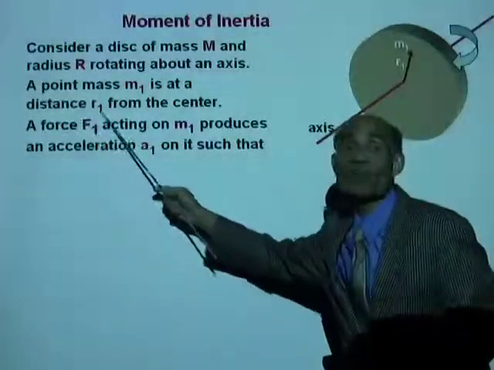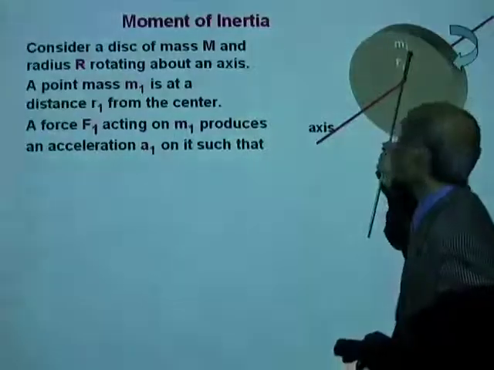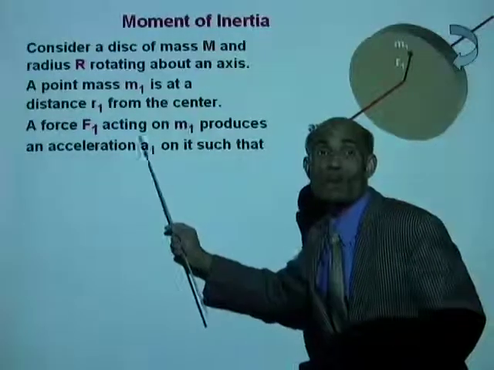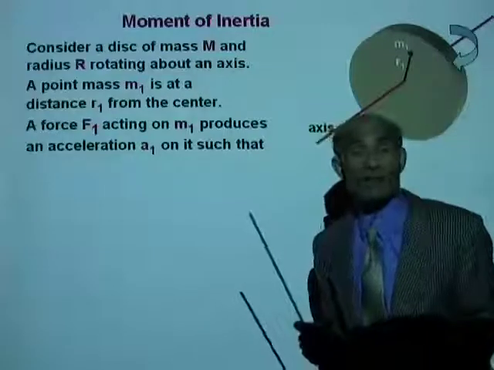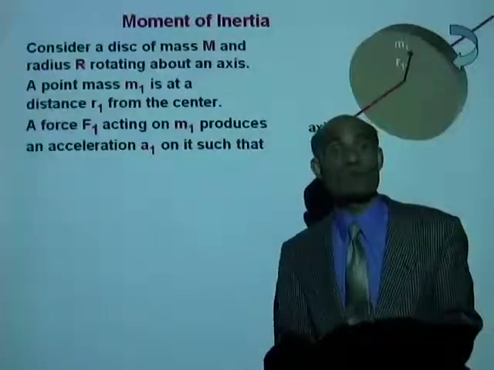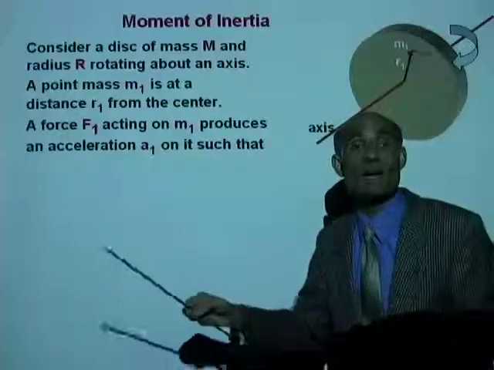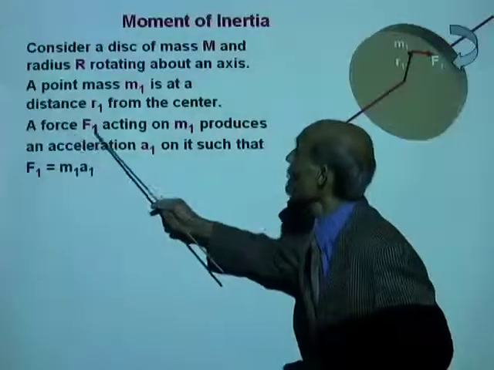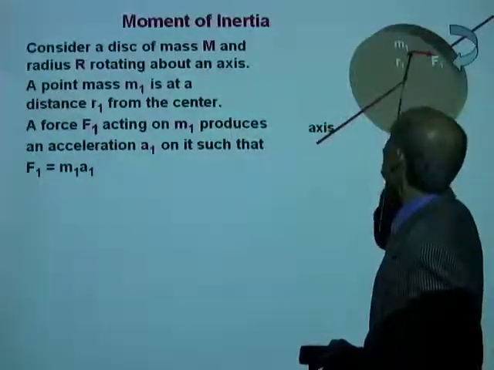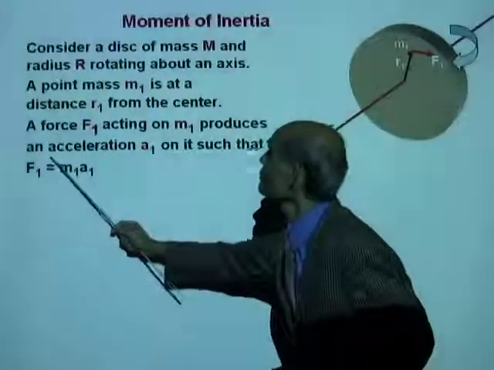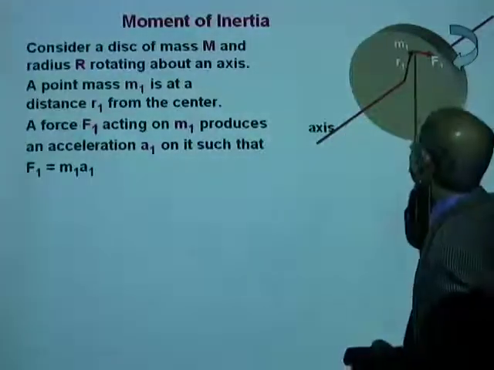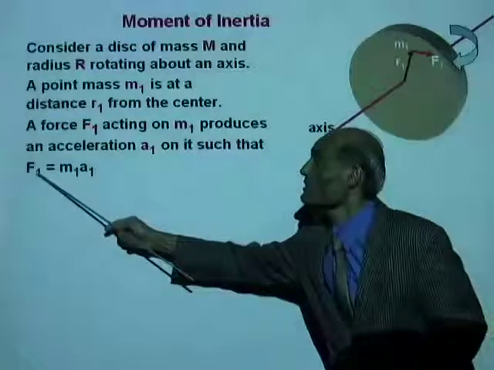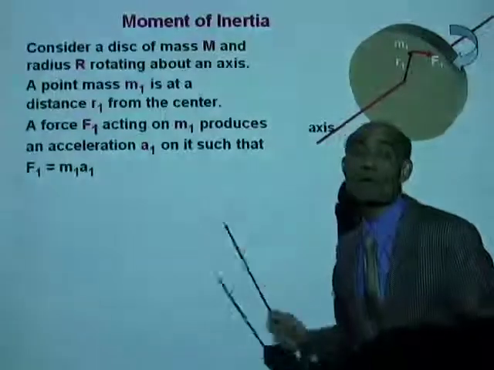If a force F1 is acting on that mass m1, that force F1 will produce on it an acceleration a1 according to Newton's second law of motion, F net equal to ma. Is that right? So a force F1 acting on this mass m1 produces an acceleration a1. This force F1 produces an acceleration on this mass given by F1 equal to m1 a1.